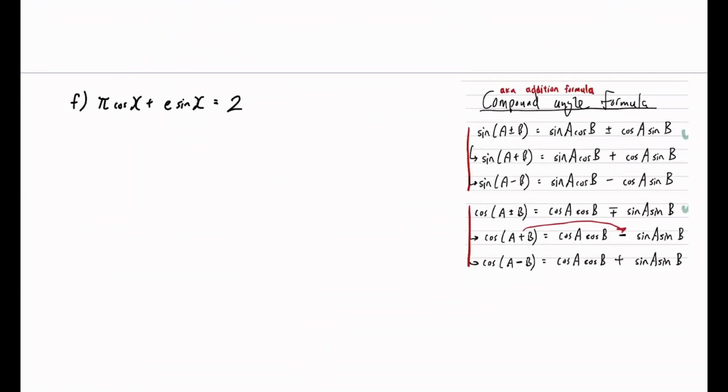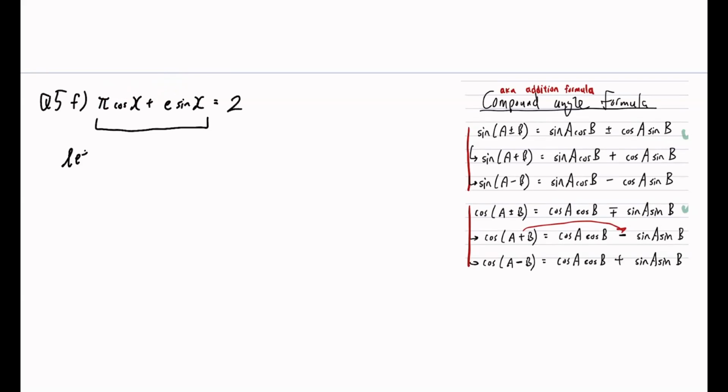Okay, so again, this is not a constant 0, so we cannot do the trick of bringing over and dividing by cosine to get a tangent. Instead, we need to use the R formula, because it's in the correct format: A cos plus B sine, something times cos plus something times sine. So we need to use the R formula.